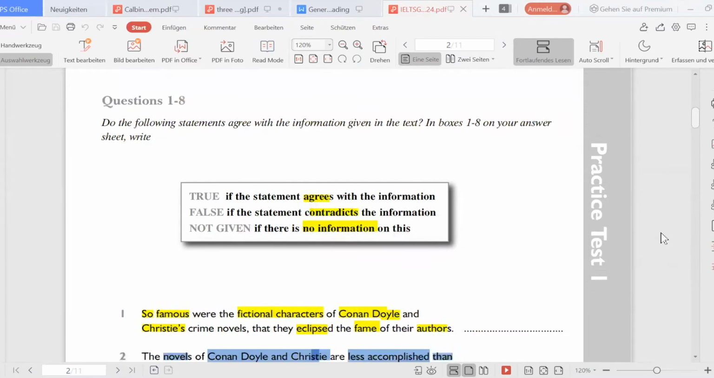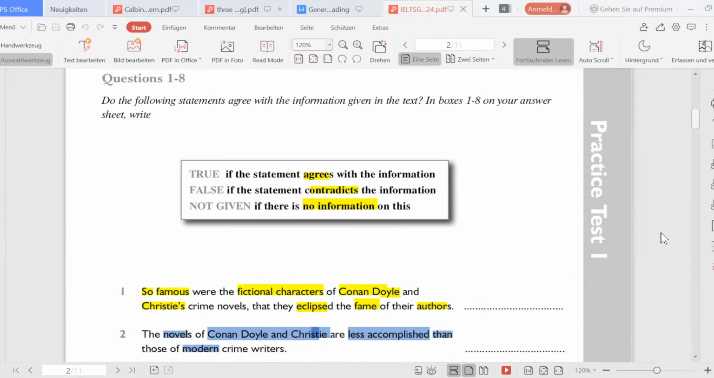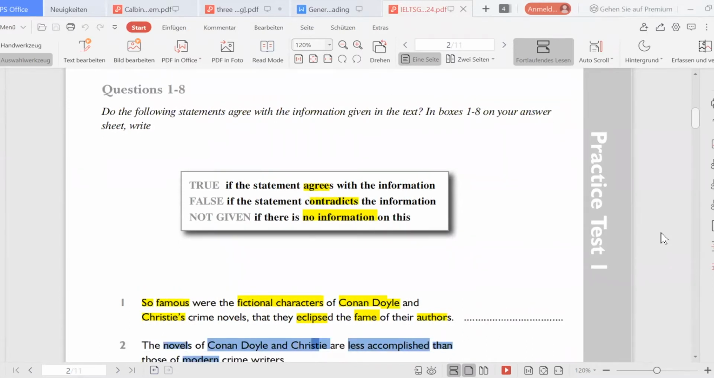So this is the first type of question that you can get: true, false or not given questions, and this is probably the most difficult part for most students. True questions are okay because often what you see in the question and what you see in the text are related. The problems are actually with the false and not given sentences. Sometimes you think something is false, but then it's not given, and then something is not given, but then it's false. So I will show you the trick to differentiate between the two.